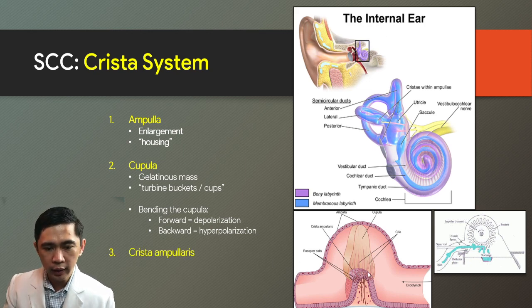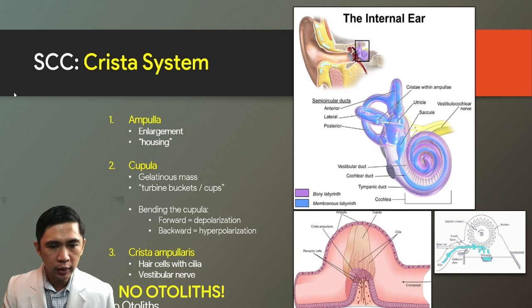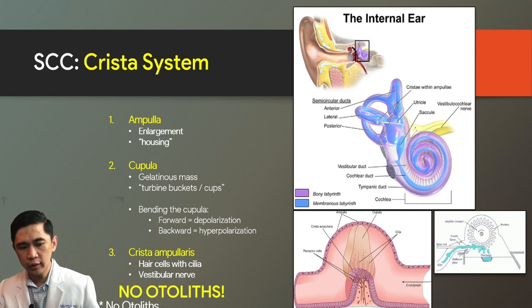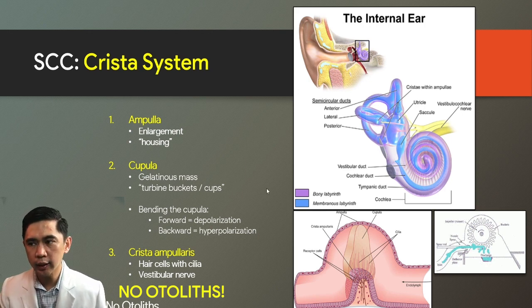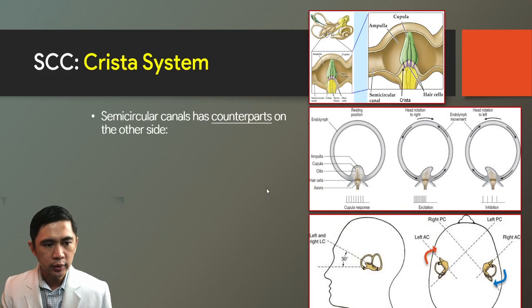The crista ampullaris has hair cells with cilia on it, and movements of the cupula will be transmitted to the hair cells, and the hair cells will give the signals to the vestibular nerve. Take note that the semicircular canals don't have any otoliths. There are no stones, unlike the macula system. So the crista system works like this.